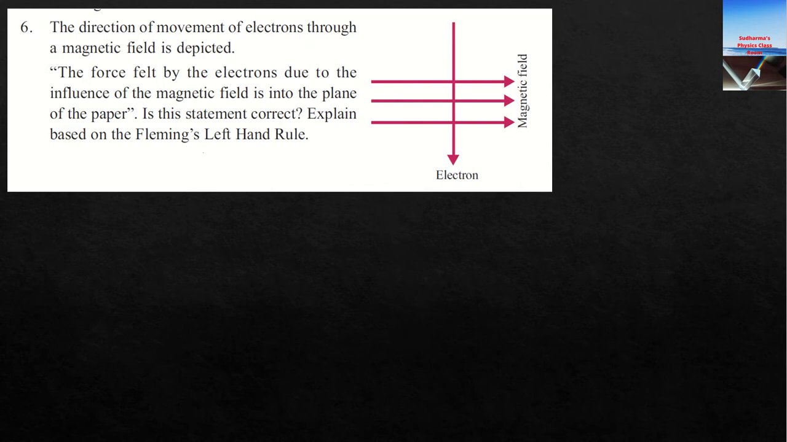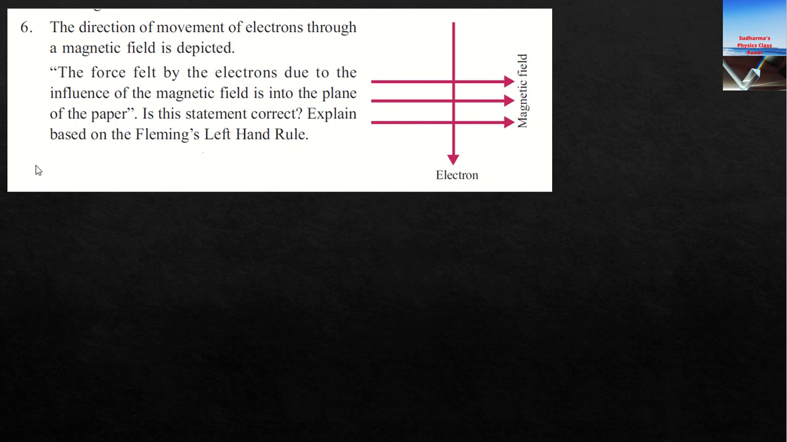Now moving on to the sixth question. The direction of movement of electrons through a magnetic field is depicted. The force felt by the electrons due to the influence of the magnetic field is into the plane of the paper. Is this statement correct? Explain based on Fleming's left-hand rule. So the direction of movement of the electron is shown, and the magnetic field direction is also shown. So we have to say whether the statement is correct or not. So what is Fleming's left-hand rule?